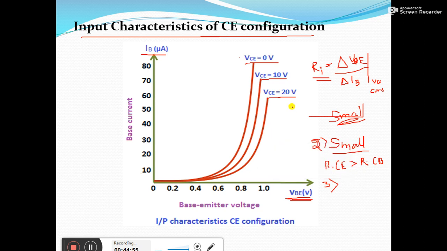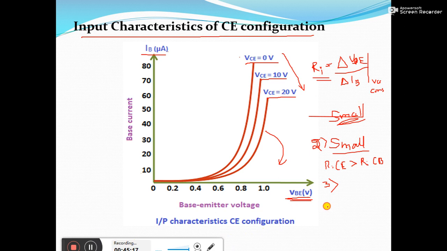Third point: as the output voltage is increased, the curve is shifting downwards, or you can say the curve is shifting towards the x-axis. Curve is shifting downwards. That is the third.